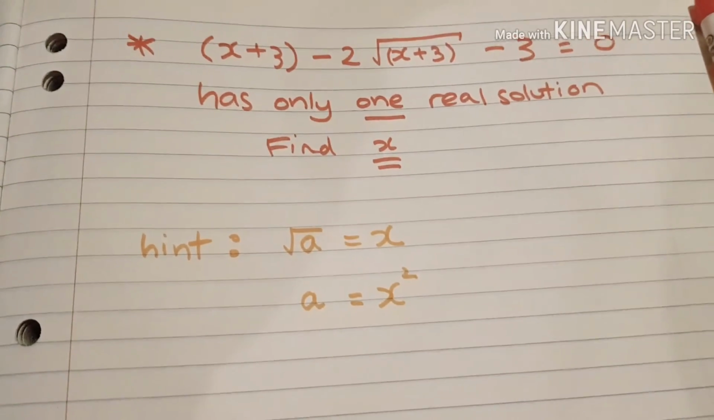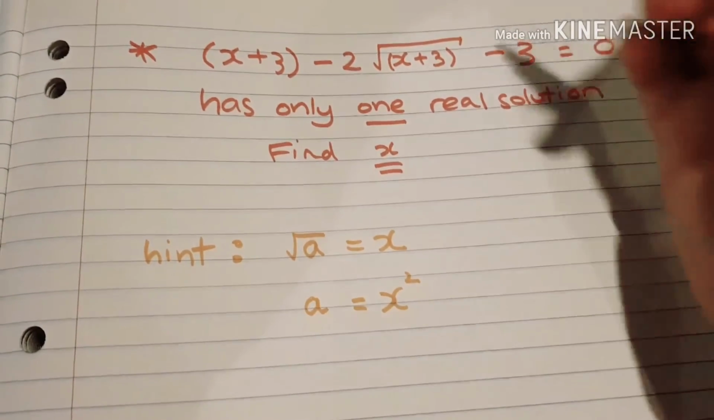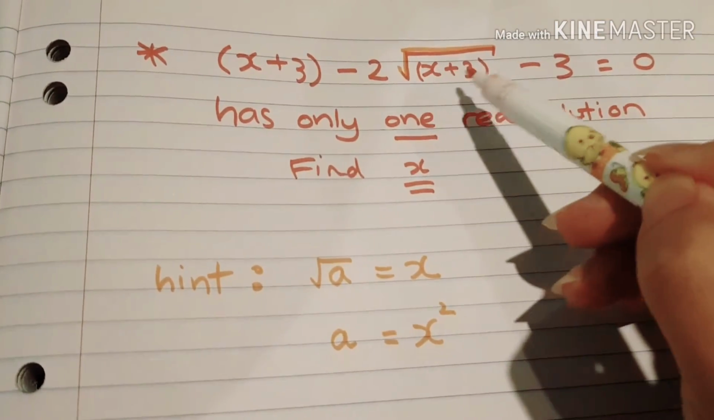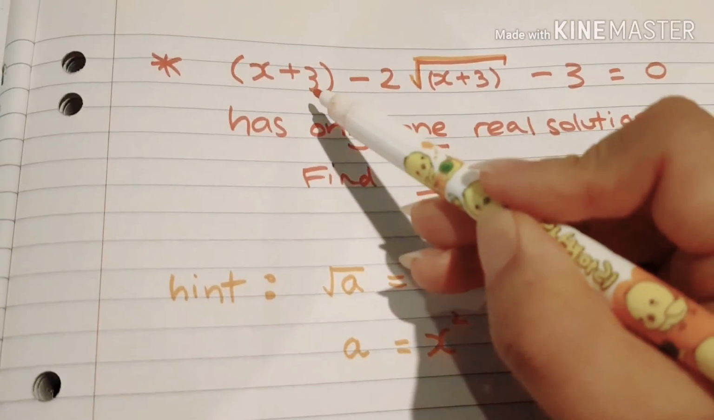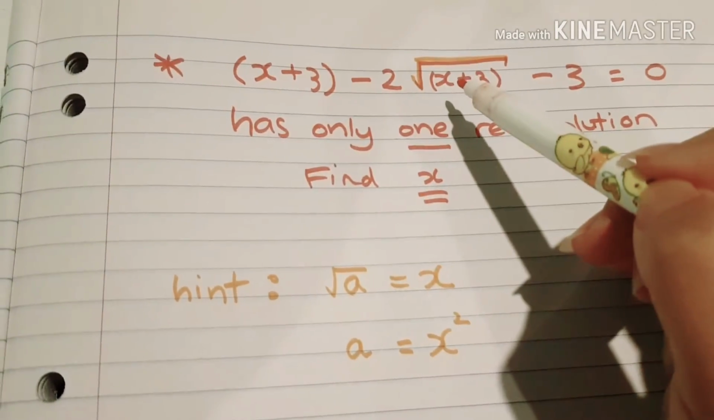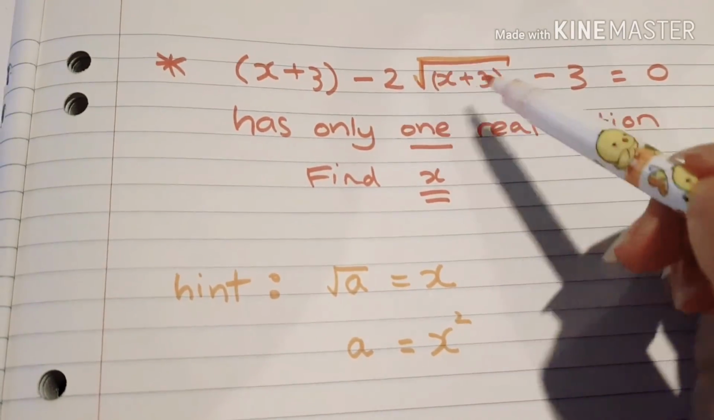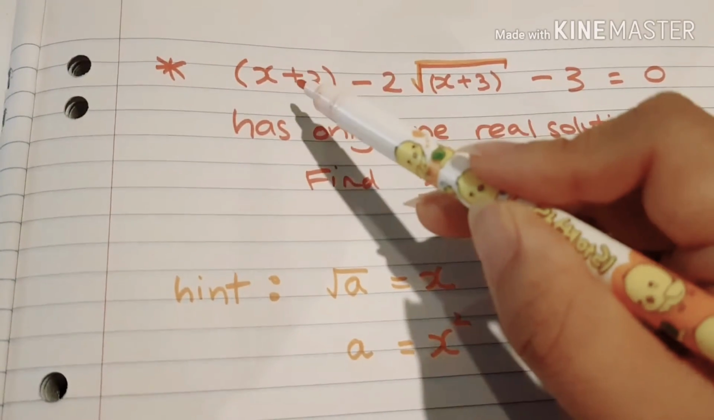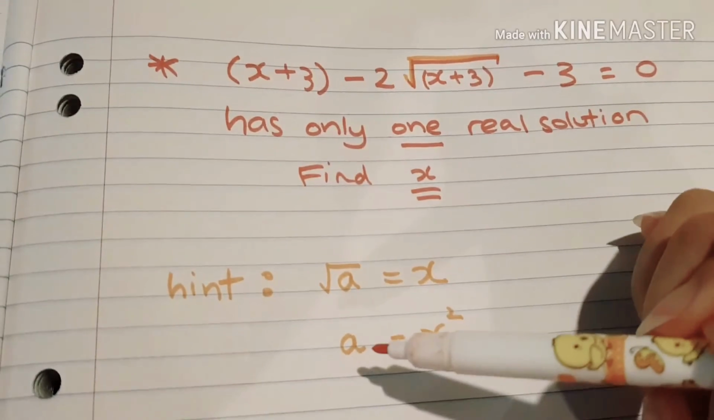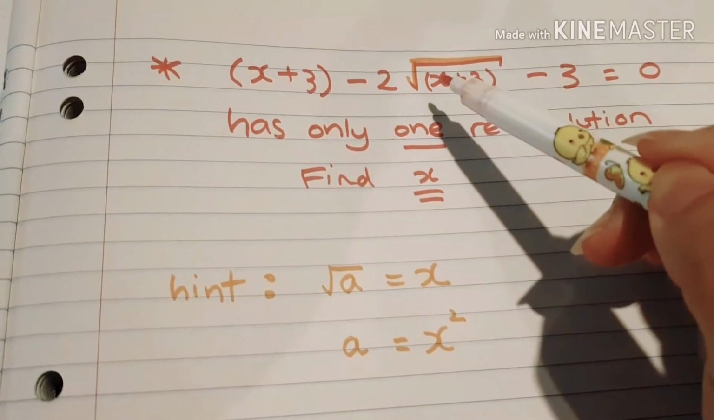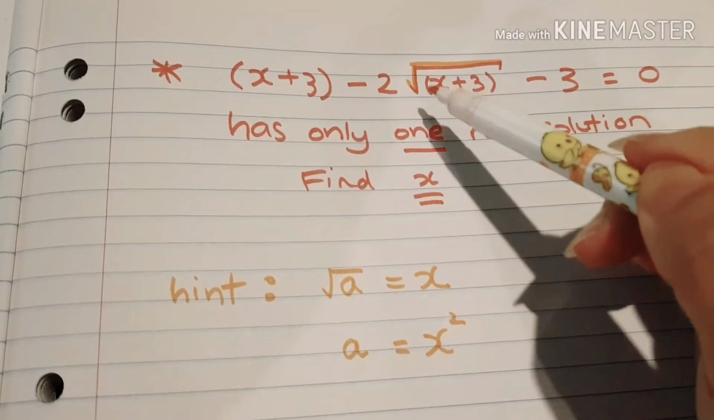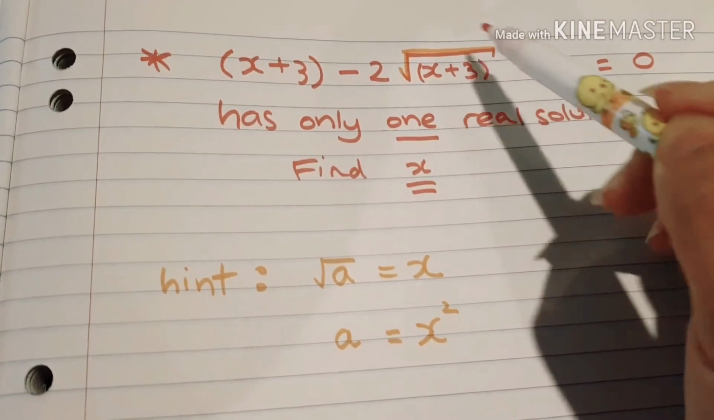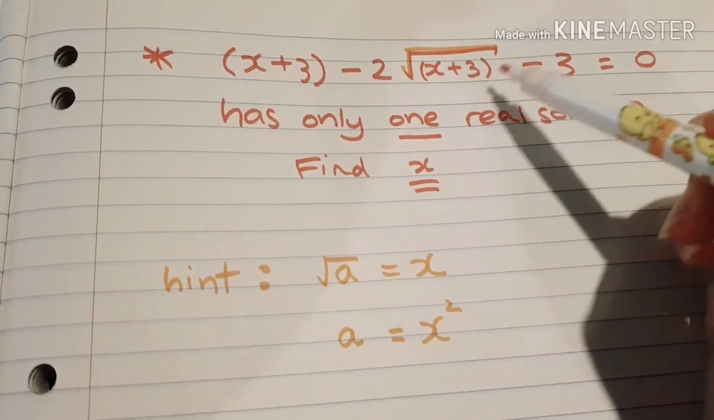Then let's have a look at this one. Oh, I have the square root. x plus 3, those two are the same thing. So I can think of x plus 3 as a. So this is square root a, and this is just a. Just like this. Then, since it's already in terms of x, let's say this whole thing as p.